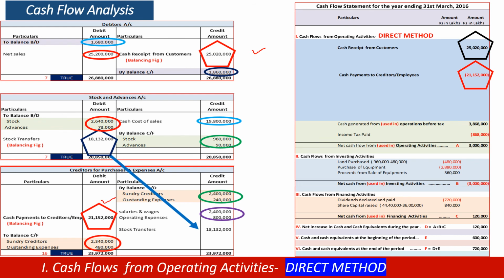we make the posting in the cash flow. Only two entries. First entry is cash receipt from customers 250.2 lakhs and cash payments 211 lakhs 52,000, and that gets us cash generation net of 38 lakhs 68,000. This is how the posting takes place.